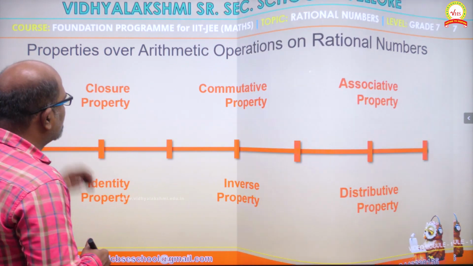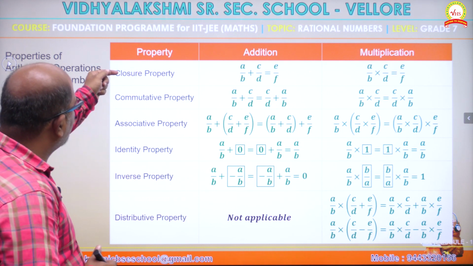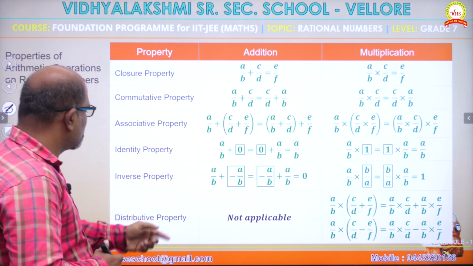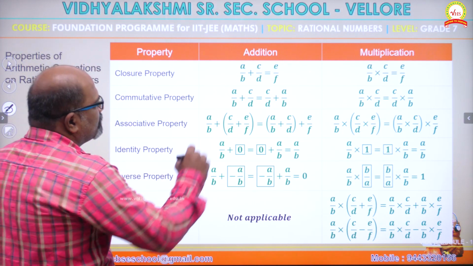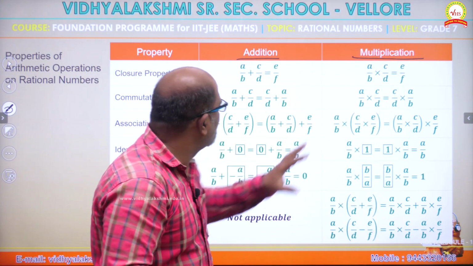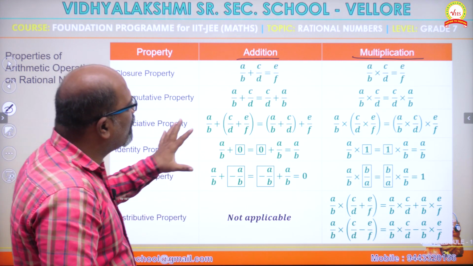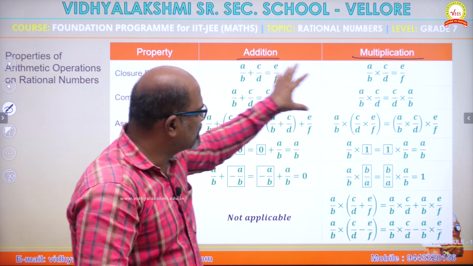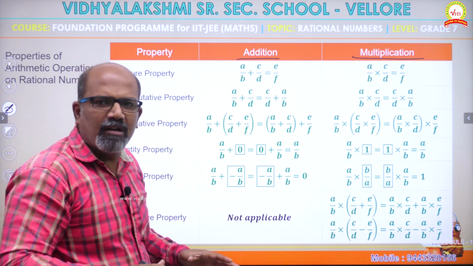In the next screen you can see the properties of arithmetic operations on rational numbers. These are the properties I already told you: closure property, commutative property, associative property, identity property, inverse, and distributive property. Okay. First I want to discuss addition and multiplication, because you can see that for addition and multiplication, closure, commutative, associative, identity, inverse, and distributive are all satisfied. Because of that, this screen is appearing green, which means that these properties are satisfied for all the rational numbers.